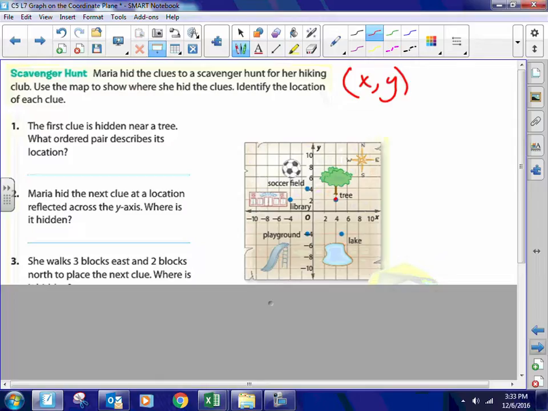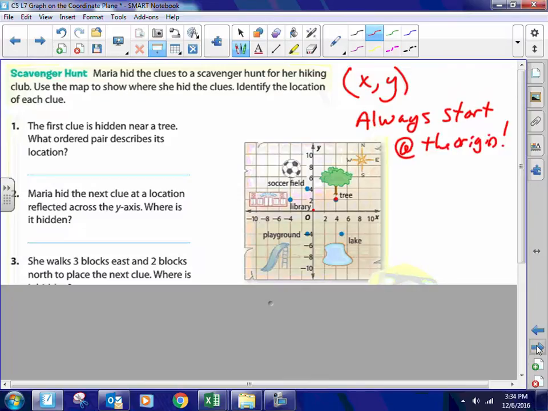So we see it right there. I put a little red dot. We first had to figure out the x-coordinate. It's very important that we do it in this order. So we start at the origin. Always start, S-T-A-R-T, at the origin. Remember that. When you're plotting stuff, always start at the origin. Or if you're trying to find a point, always start at the origin.